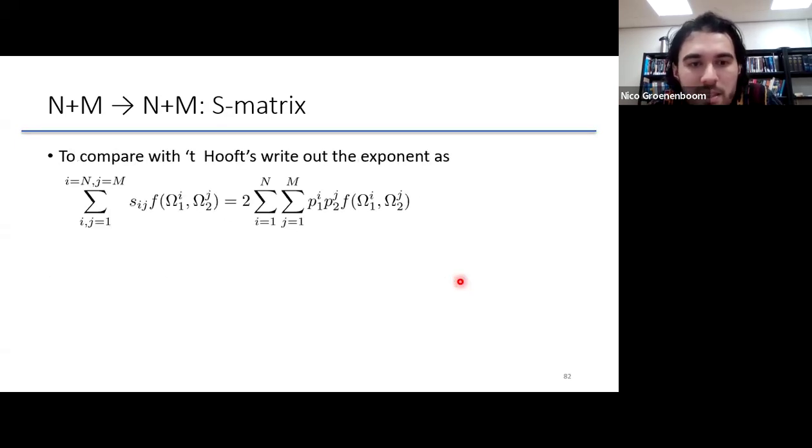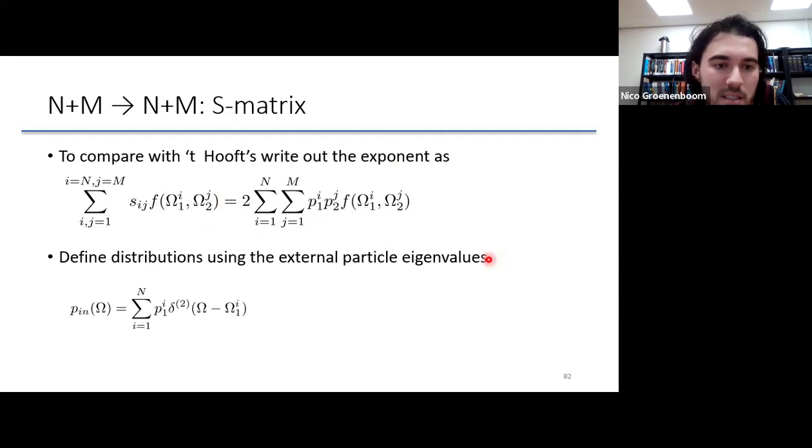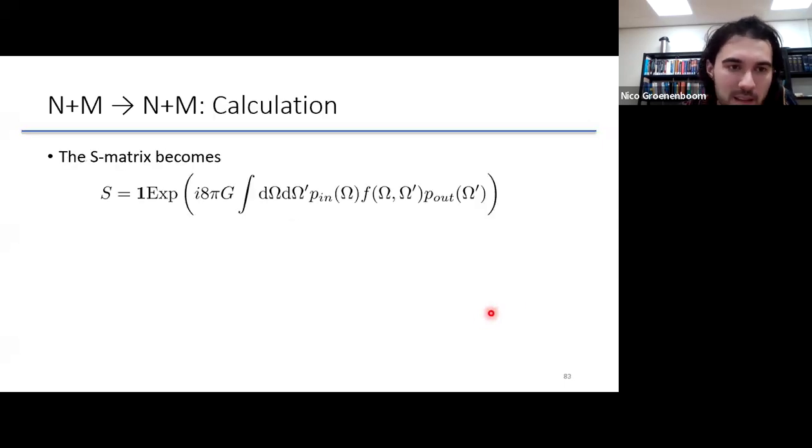So finally, to compare this with the S matrix of 't Hooft, we can write out the sums in the exponent, the momenta in there, with a factor 2 coming from the S. And we can artificially define distributions coming from the eigenvalues of the external particles. So all of the external particles are at some position and angle, and we can put this in a distribution. And then finally, the S matrix becomes this exponent, which is exactly the result that 't Hooft has.